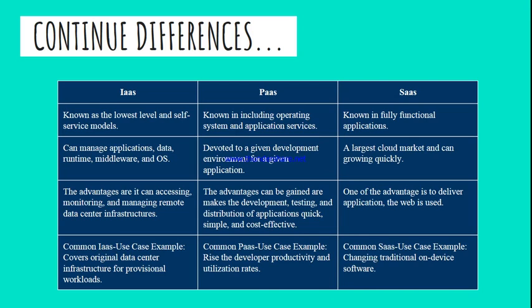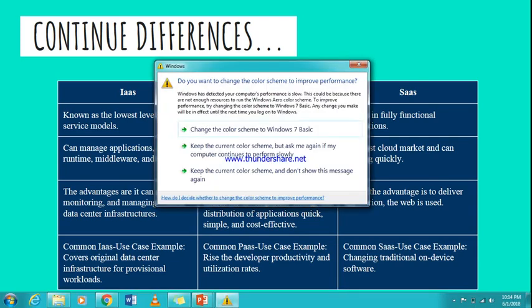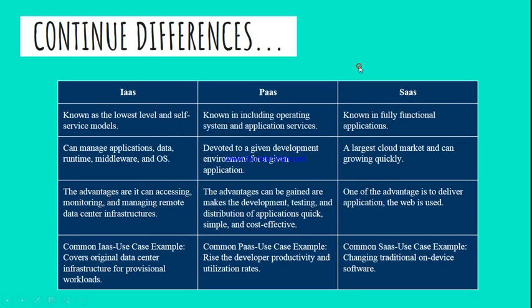Next, for PaaS platforms, PaaS is known for including operating system and application services, and it is devoted to a given development environment for a given application. The advantages gained from PaaS are that it can make the development, testing, and distribution of applications quick, simple, and cost-effective. And a common PaaS use case example is that it can raise developer productivity and utilization rates.